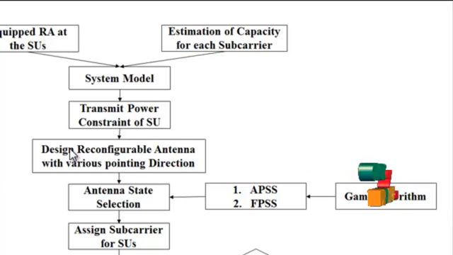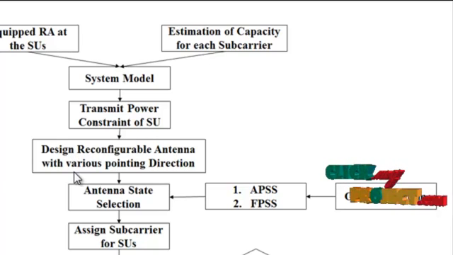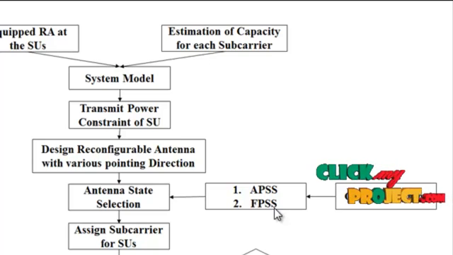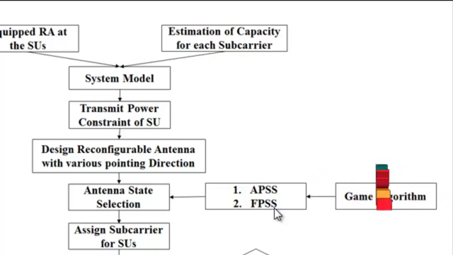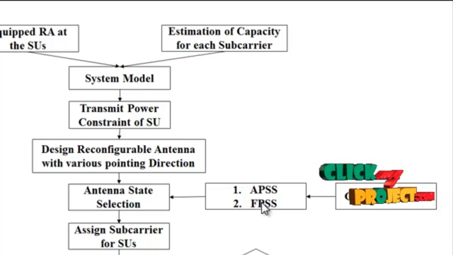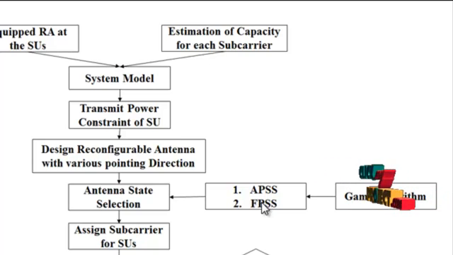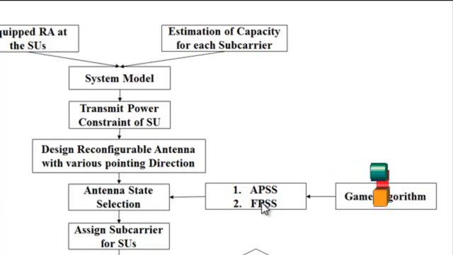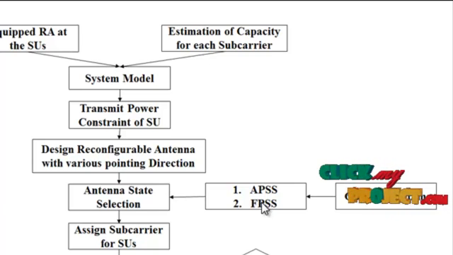Next, we design the reconfigurable antenna with various pointing directions based on the antenna state selection algorithm. In the antenna state selection algorithm, APSS and FPSS approaches are proposed. In the APSS approach, before the game starts, the SU selects a set of antenna states based on location information. In the FPSS approach, the fixed state selection is assumed to be the same for all SUs. The RA at the SU is located with the antenna state pointing direction depending on the beam width. The total number of antenna states is 8, based on an adaptive beam width of 45 degrees.